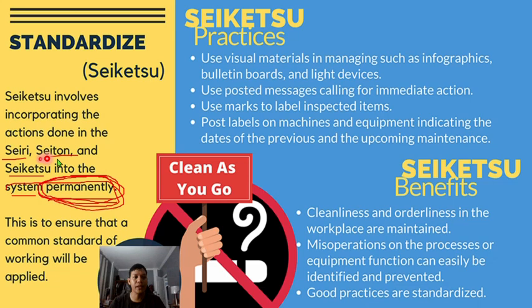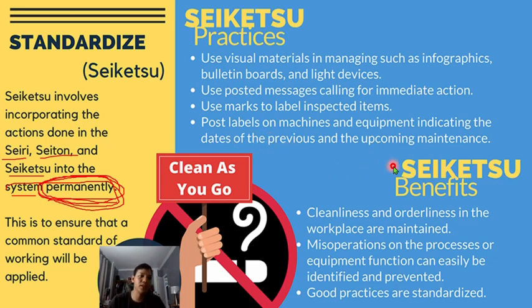We also have here a seiso. I think it is a seiso, not a seiketsu, because seiketsu is standardized. So here are the practices of seiketsu. Use visual materials in managing such as infographics, bulletin boards, and light devices. Next, use posted messages calling for immediate action. Use marks to label inspected items. Post labels on machines and equipment indicating the dates of the previous and the upcoming maintenance.